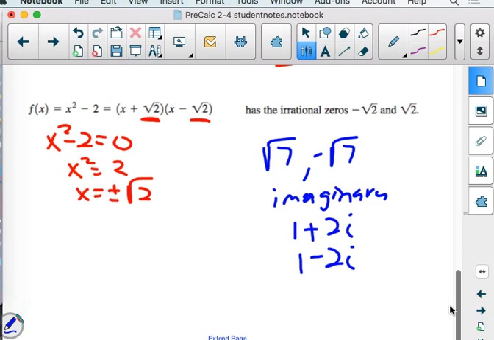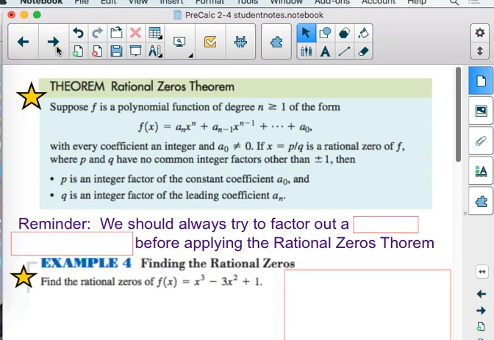We have to make sure that we realize which of these are going to come in pairs in every situation. And that's going to be our irrationals and our imaginaries. So on the next page, we have the rational zeros theorem, which you learned in Algebra 2. And this could really be called the possible zeros theorem, because if we don't know what the zeros are and we just want some things to try, that's where we get it from.